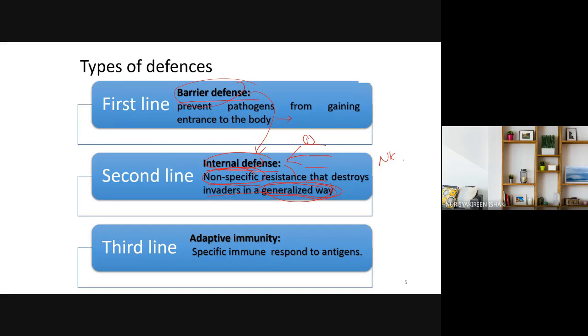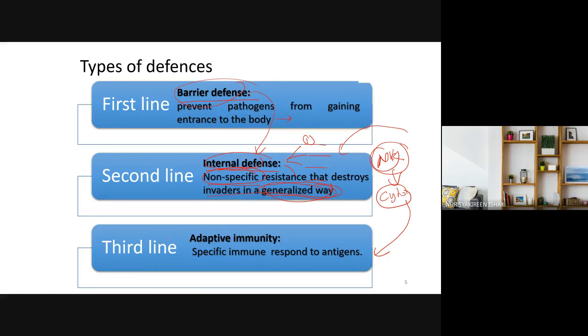It destroys any body cells that are infected by any pathogen. Okay, so dia akan destroy. That is the function of NK: destroy infected body cells. NK ni dia punya mechanism dia, natural killer cell ni lebih kurang sama dengan cytotoxic T cell. Okay, cuma cytotoxic T cell dalam third line defense, NK dalam second line defense. Mechanism dia lebih kurang sama.